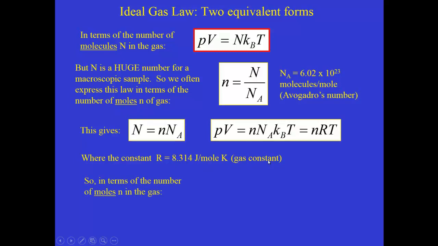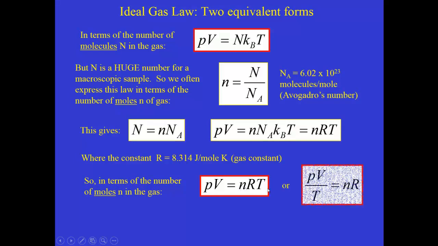So the final version of the ideal gas law, which is now a little bit more convenient because it's expressed using the number of moles of sample, is PV equals nRT. Another way of writing this down is to realize that if we take PV over T, that's equal to a constant for a particular gas if the number of moles of gas stays the same.